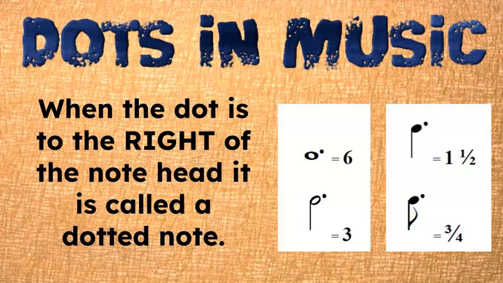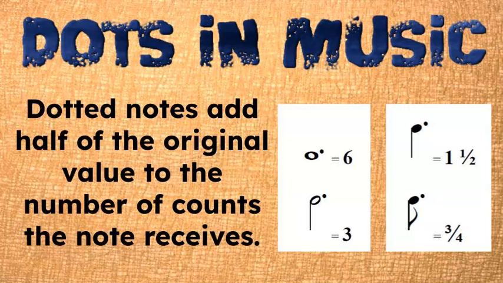When the dot is to the right of the note head, it's called a dotted note, and it makes the note longer. So here on the screen, we have a dotted whole note, dotted half note, dotted quarter note, dotted eighth note. The note values you see are only if we're using the common counting system.